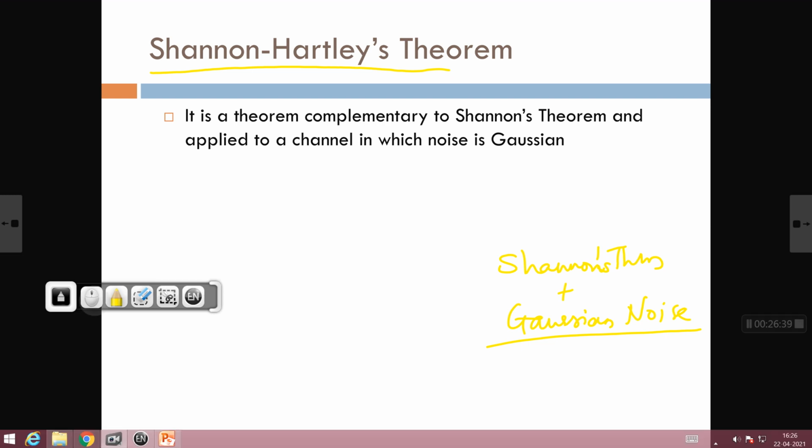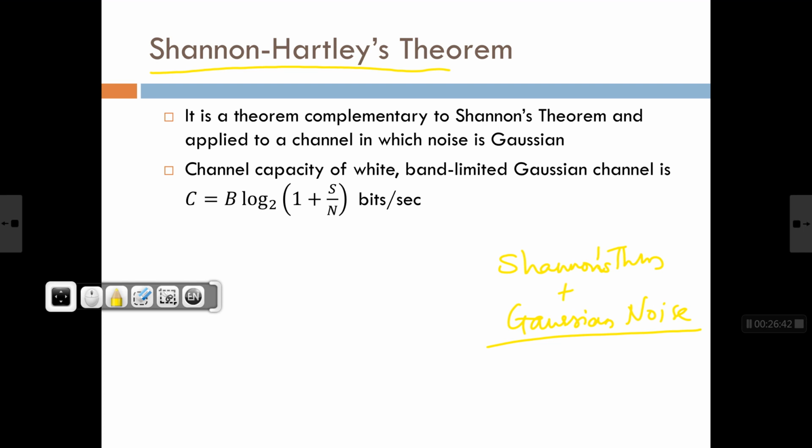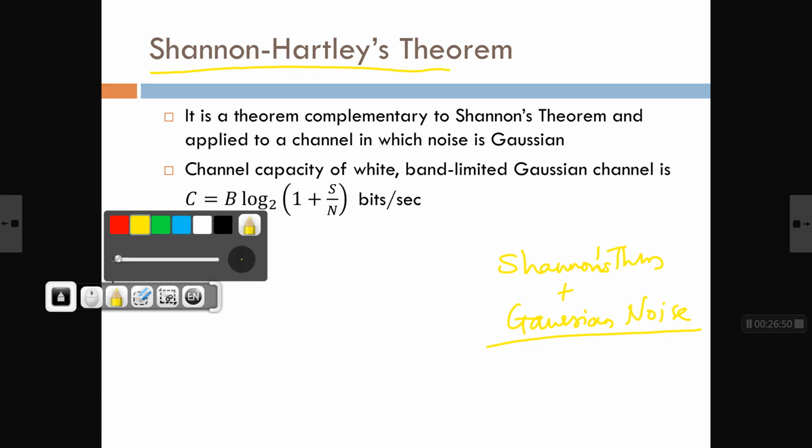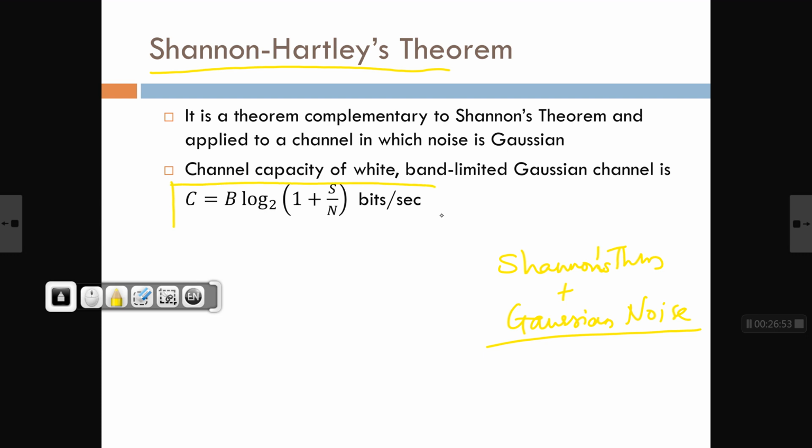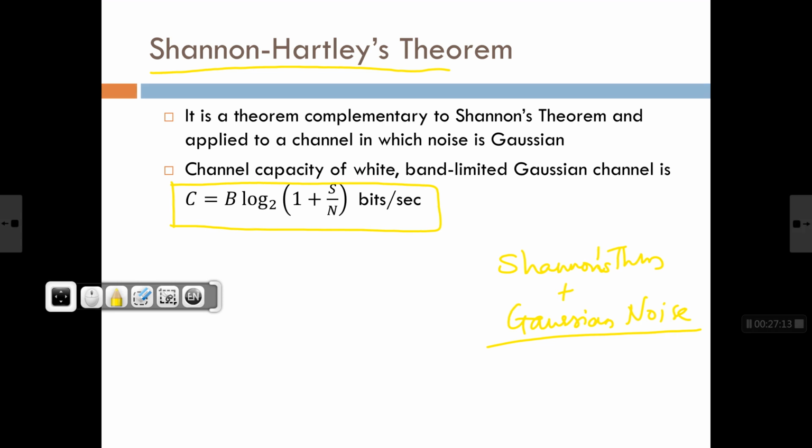Let us see what this theorem says. It says that the channel capacity of a wide band limited Gaussian channel is this. Whenever we have AWGN noise, the channel capacity is given by this equation. Previously we did not know what C is. We knew R, the information rate, but nothing was known about the channel capacity. Here we have an equation for channel capacity, where C is nothing but B log to the base 2 of 1 plus S by N bits per second.